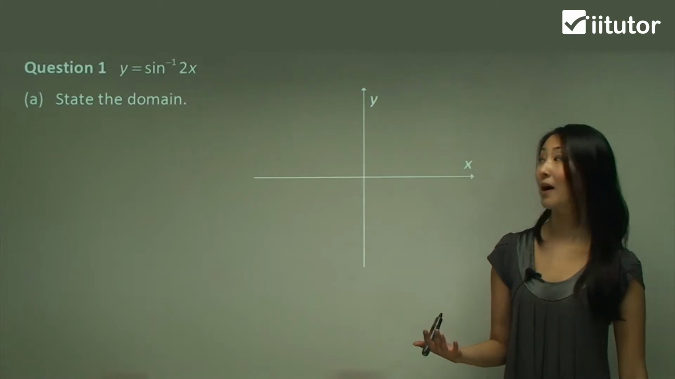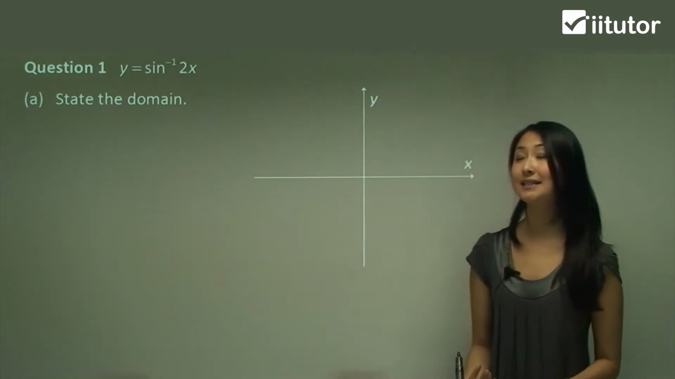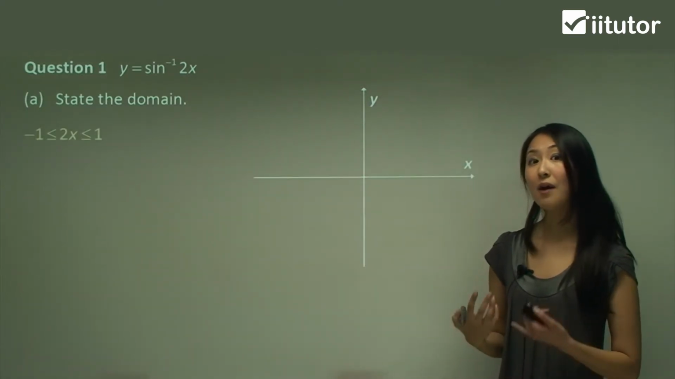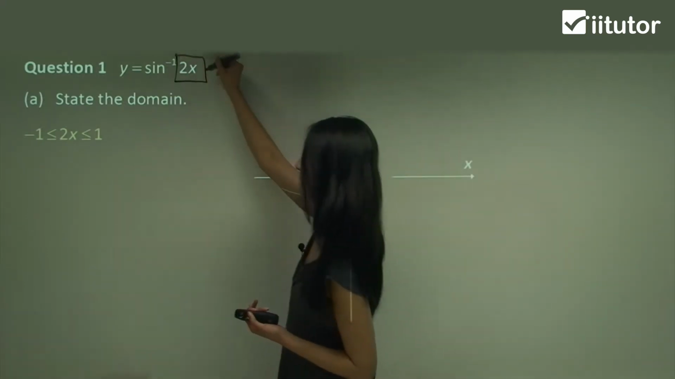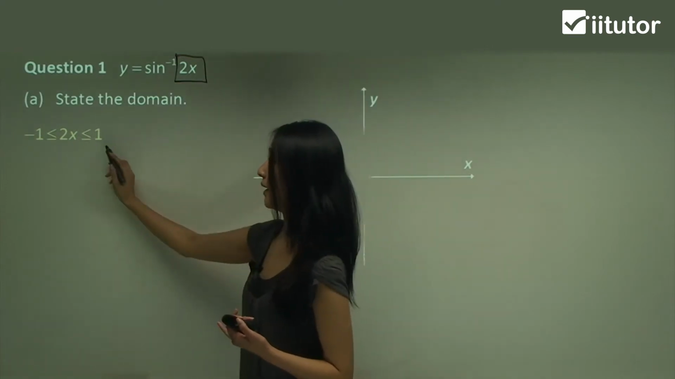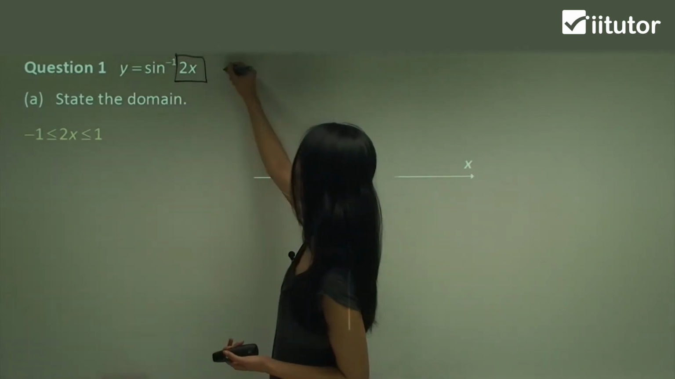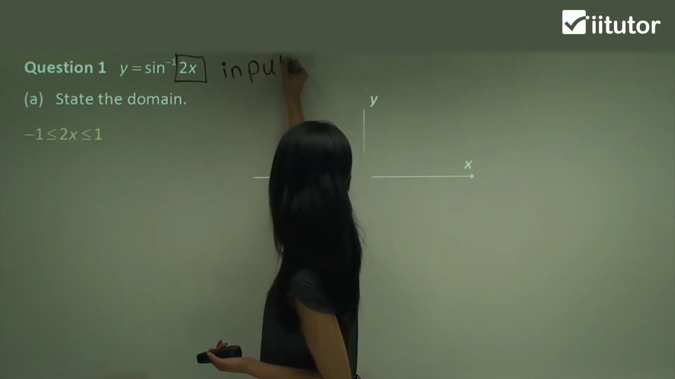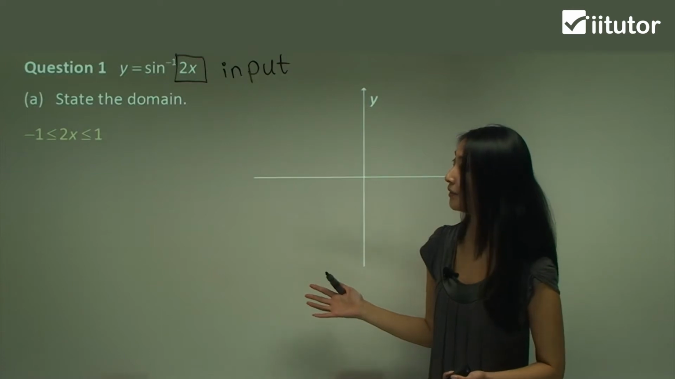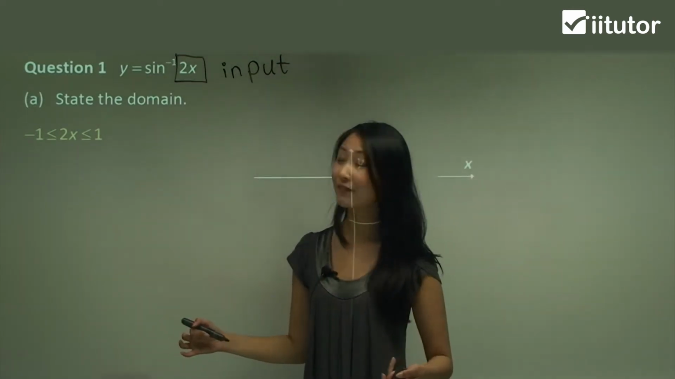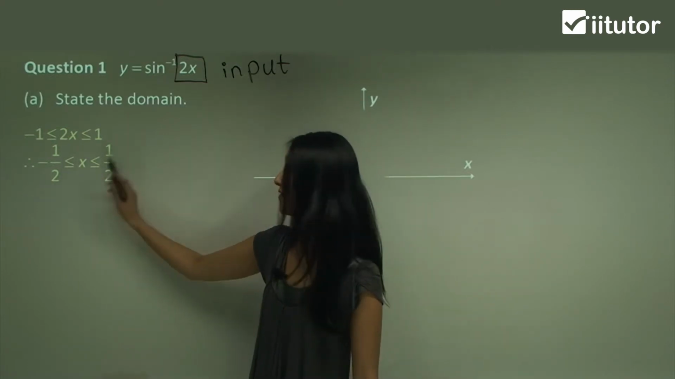So starting off with question 1, we have y equals the inverse sine of 2x, and we want to state the domain. Why I want you to consider that as the input is that the input into inverse sine is 2x, and that is what's between 1 and -1. So it's not that x is always between 1 and -1, but rather the input is always between 1 and -1. And then to work out the domain of the input, we just need to divide everything by 2. So we get that the domain is x must be between -half and half.